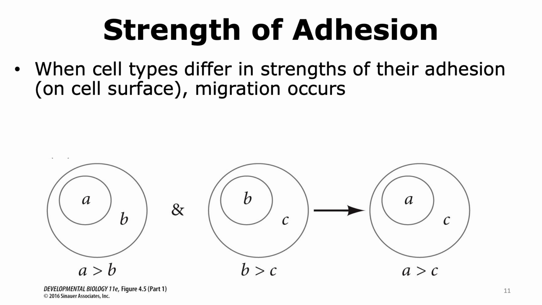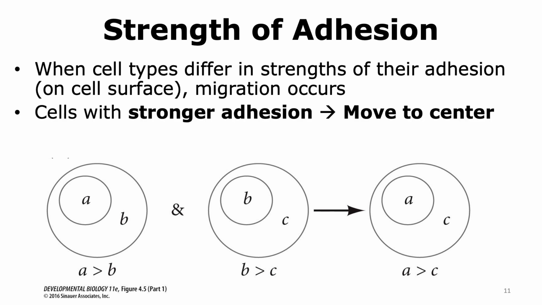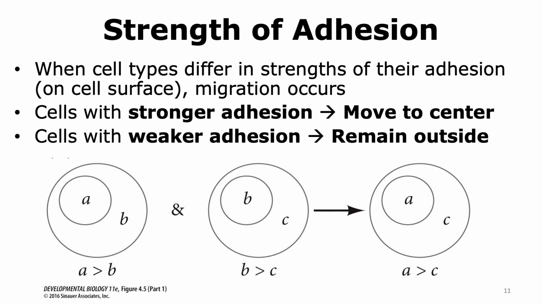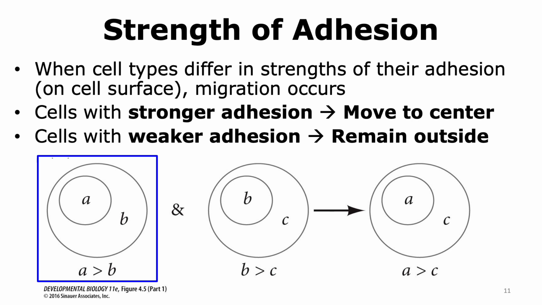So when we have cell types that differ in the strengths of their adhesion that's present on the cell surface, that is when migration occurs. Cells that like to interact with each other more strongly or have a stronger adhesion tend to move to the center, while cells with the weaker adhesion tend to move outside. So if we look at two cell types A and B, and A has stronger adhesion than B, then A tends to move towards the center, while B tends to be in the periphery.